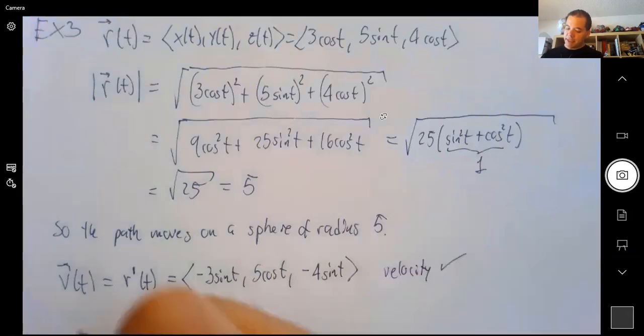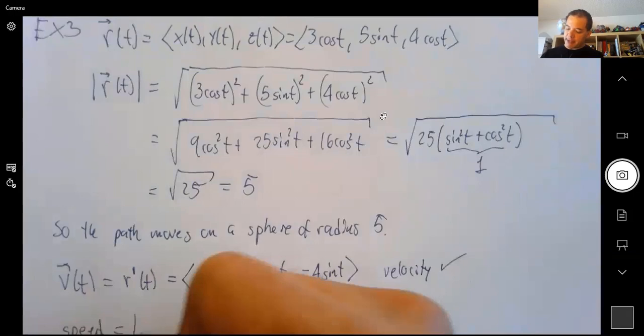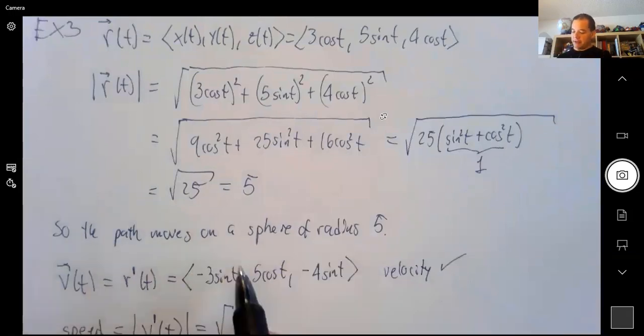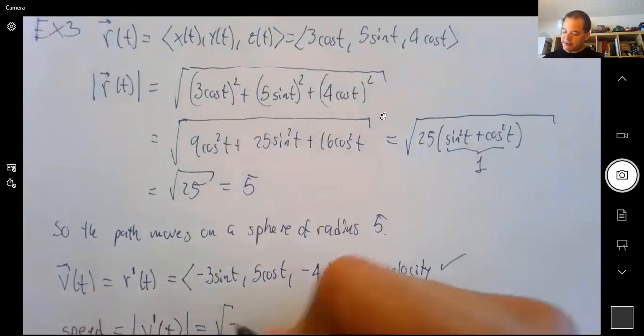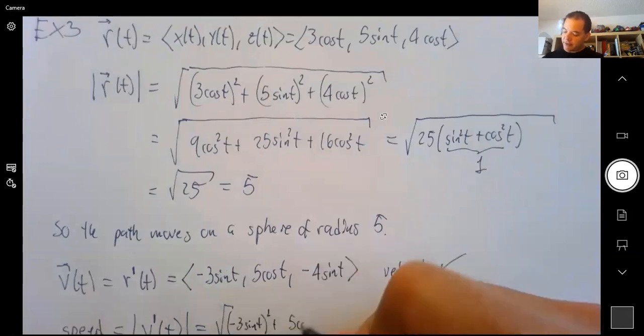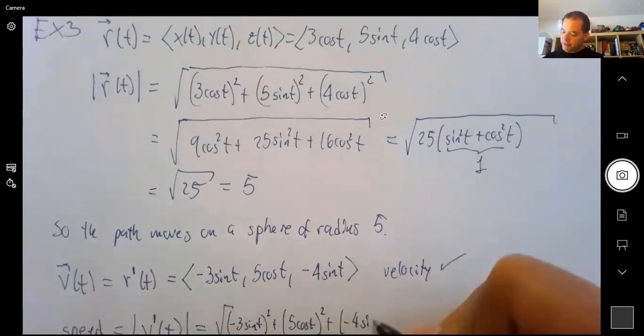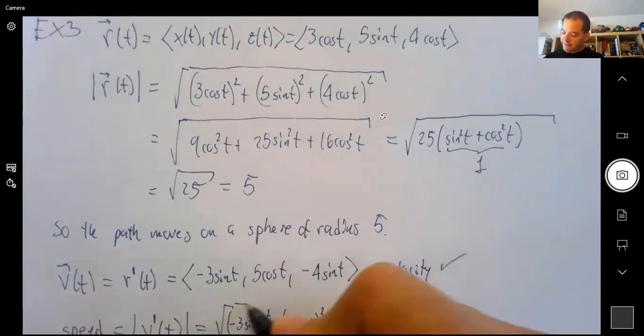And if we want the speed, we need to find the magnitude of the velocity. And that will be the square root of the sum of the squares of this one. So it will be negative 3 sine t quantity square plus 5 cosine t quantity square minus 4 sine t quantity square.